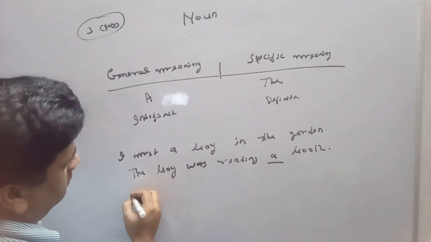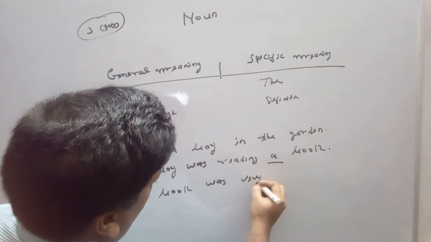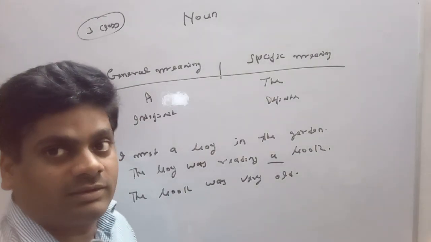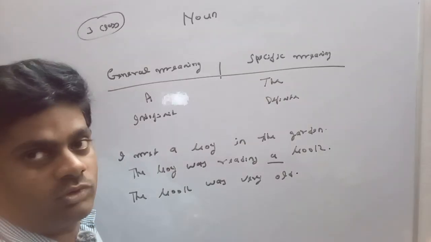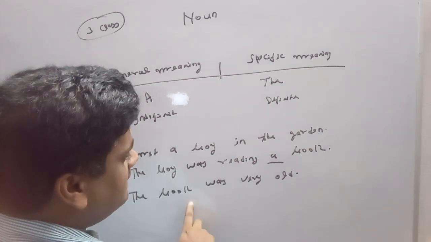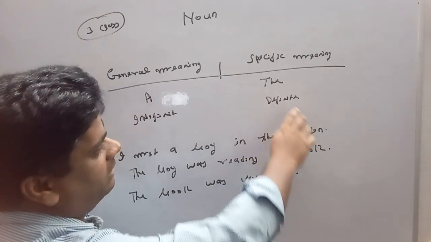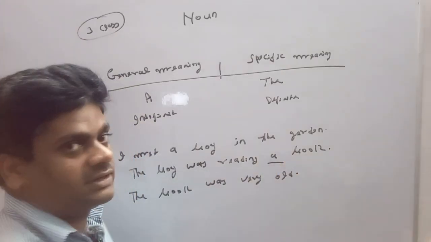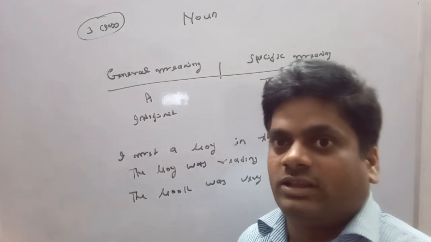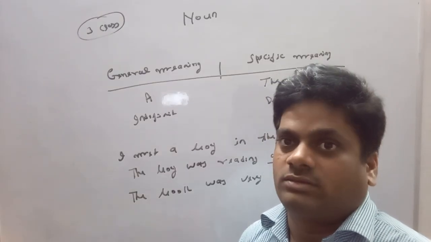If I write in the third sentence, the book was very old. Here we make the book definite, because we are talking about only that book which is supposed to be read by the boy sitting in the garden, and the adjective of the book is the book was very old. So here the book become definite, and in the second sentence the book was indefinite. So guys, when we keep a noun in indefinite way, we use article a, but when our noun becomes definite for us, we use article the before the noun.